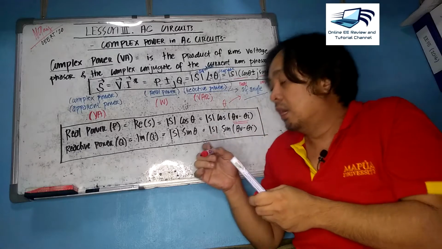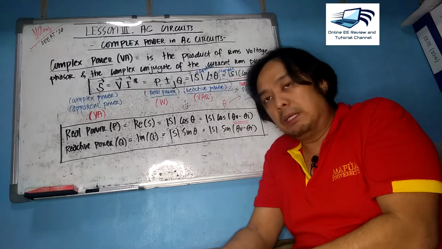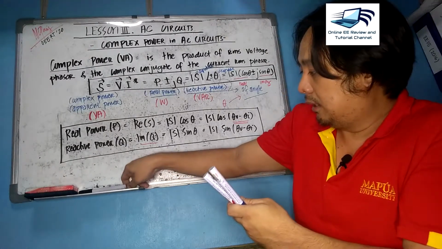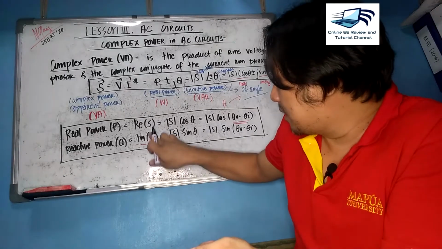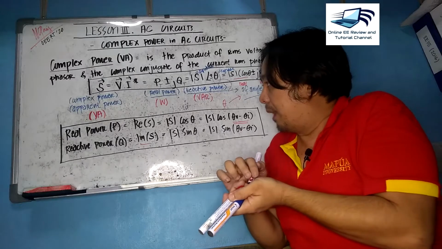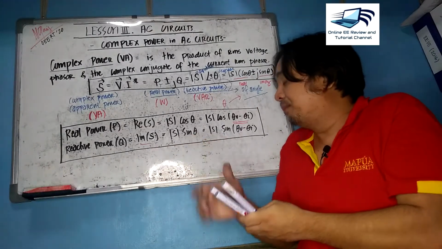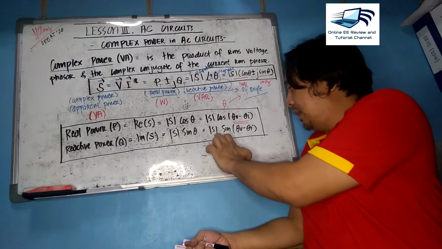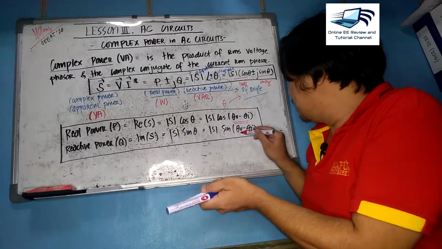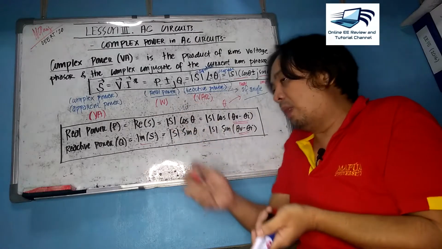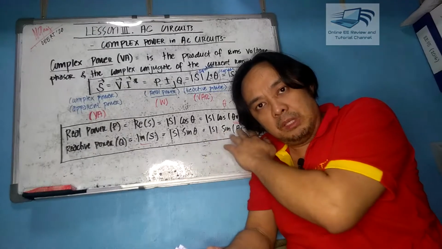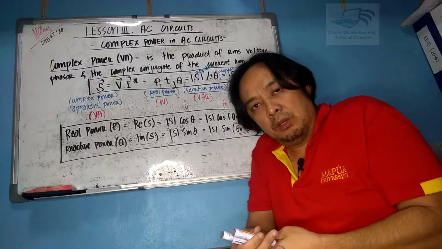You can also deal with this in the reactive power, which is the imaginary part of your apparent power S. That is S times sine theta, theta v minus theta i, which is the angle displacement of your power factor. Now we will discuss more on the complex power triangles on the next slide.